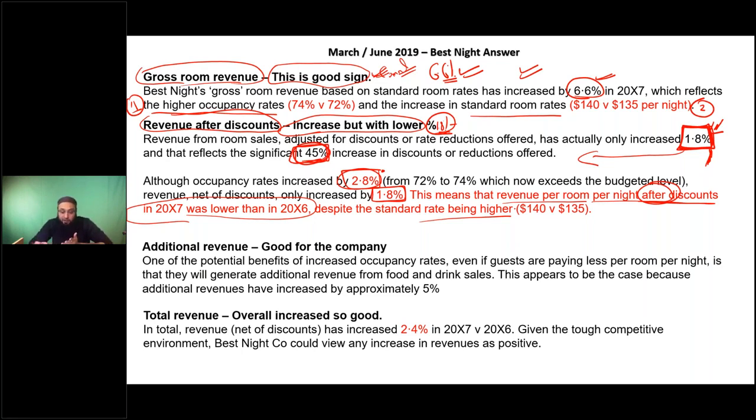If you need further clarity, this is the evidence. 45% discount you gave. So you compromised on price to increase the volume. So never write in this case that the 1.8% increase in the revenue is because of increasing the price. You are wrong, because your price has gone down because of discounts. In fact, it was the decrease in price that helped you to improve the occupancy.